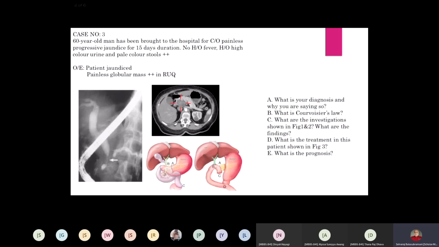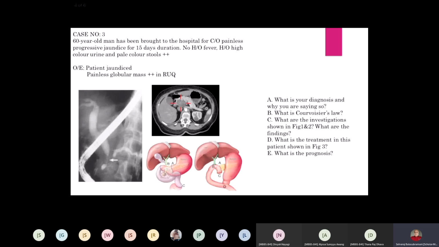Suppose there are two stones, one stone in the cystic duct and another stone in the common bile duct. Then you can get a globular mass even though it is a gallstone. Double stone, you have double impaction. Or suppose the stone is not a secondary stone but a primary stone, developing in the CBD itself. It is not developing from the gallbladder. Then also you can feel a globular mass, even though it is a gallstone. These are the two exceptions to Courvoisier's law.